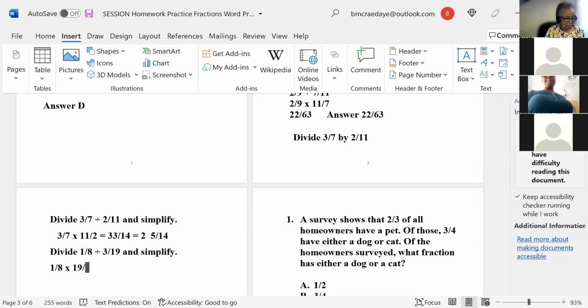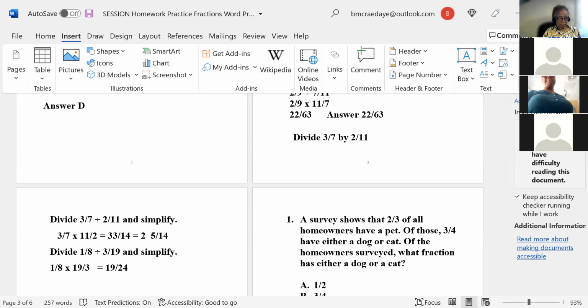No, hold on. 1/8 divided by 3/19 becomes what? 1 over 8 times 19 over 3. That's right, because you've got to flip it. And then multiply across. 19 times 1 is what? 19. And 3 times 8, 24.